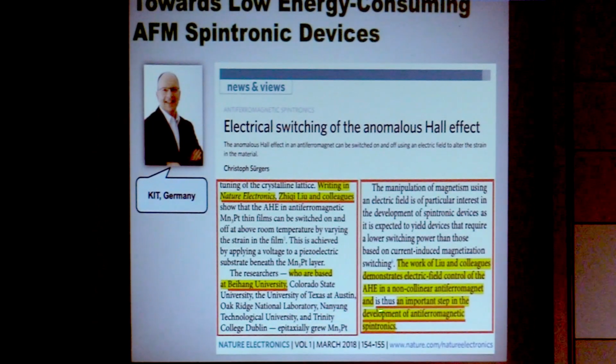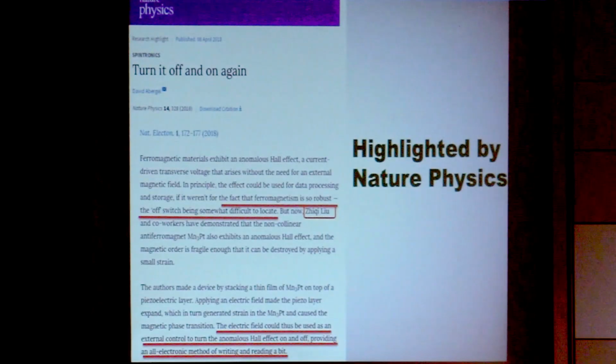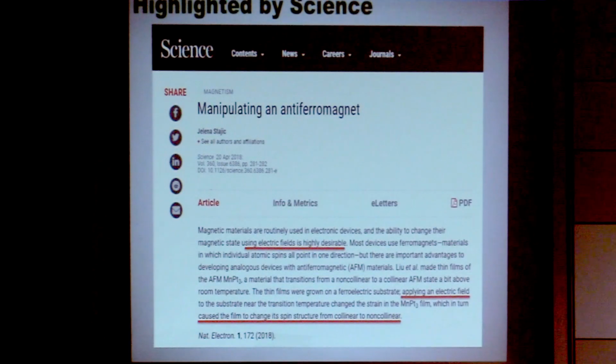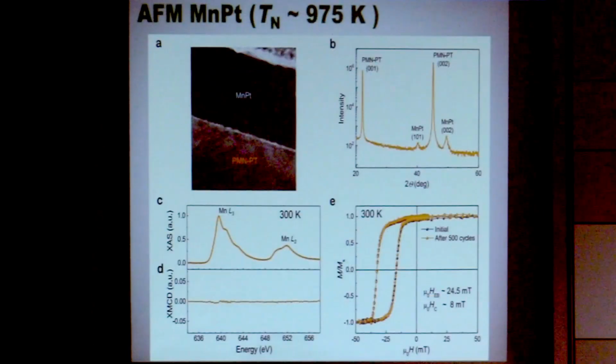Also, after the publication of this work in Nature Electronics, Professor Christopher wrote a news piece. He said this is probably quite important from the energy point of view for antiferromagnetic spintronics using electric field. This work was also highlighted by Nature Physics one month after the publication, and Science also chose this as a research highlight. We can use the electric field to switch the spin structure of antiferromagnets.